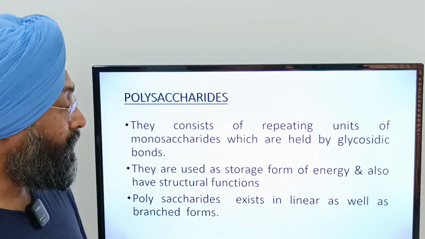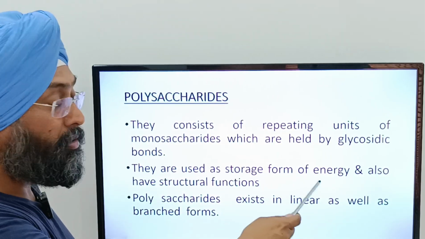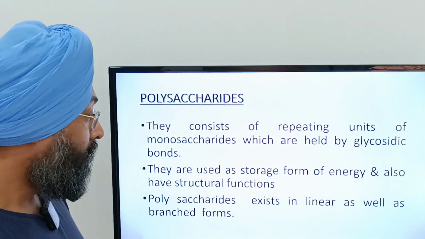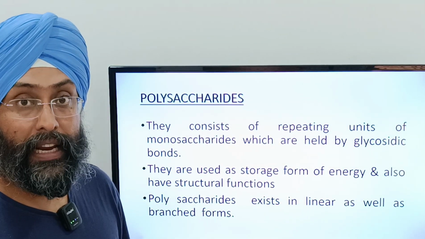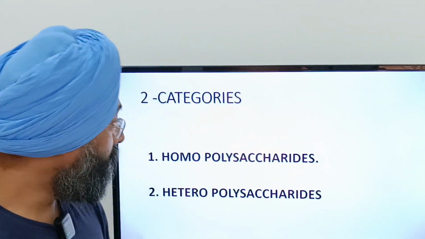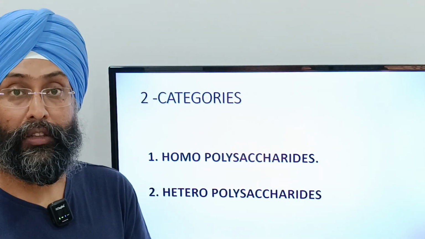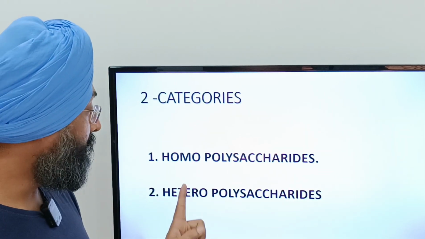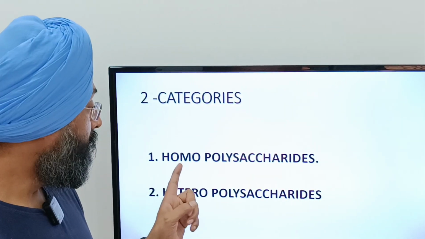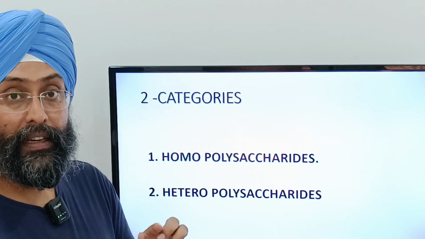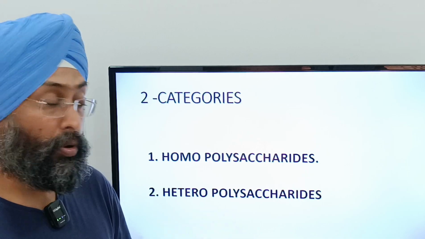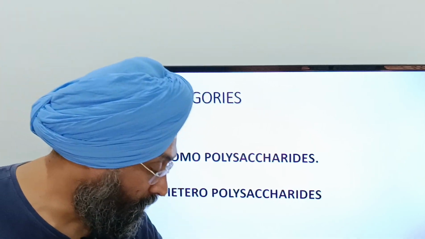And what are they useful for? They are a storage form of energy. Moreover, they have good structural functions as well. Polysaccharides exist in both linear and branched chains. Now coming to the categories of polysaccharides, they are divided into two categories. First is homopolysaccharide and second is heteropolysaccharide. Homo means same and hetero means different. So homopolysaccharides contain a single monosaccharide unit, and heteropolysaccharides contain two or more monosaccharide units.